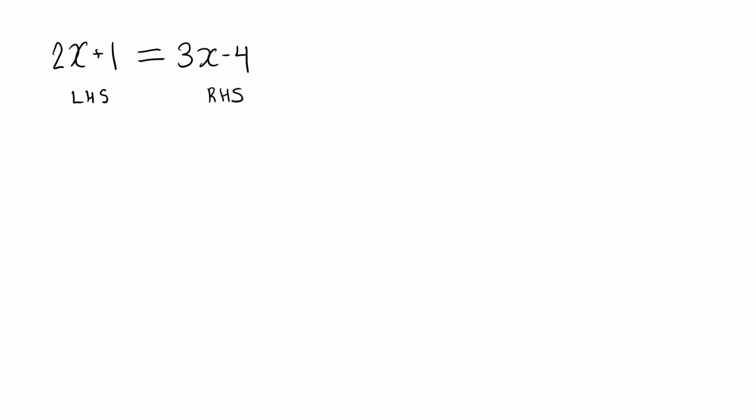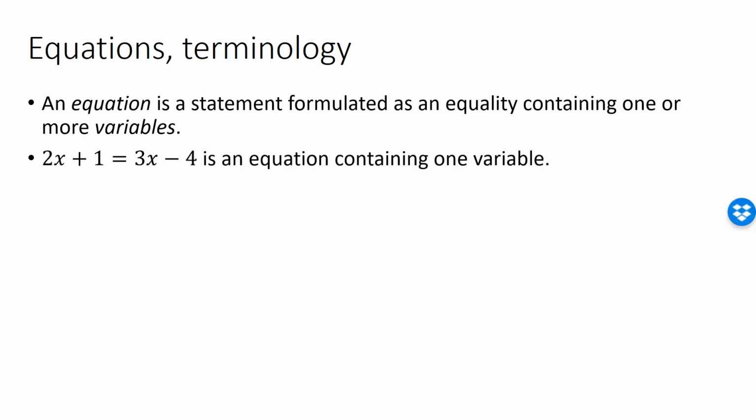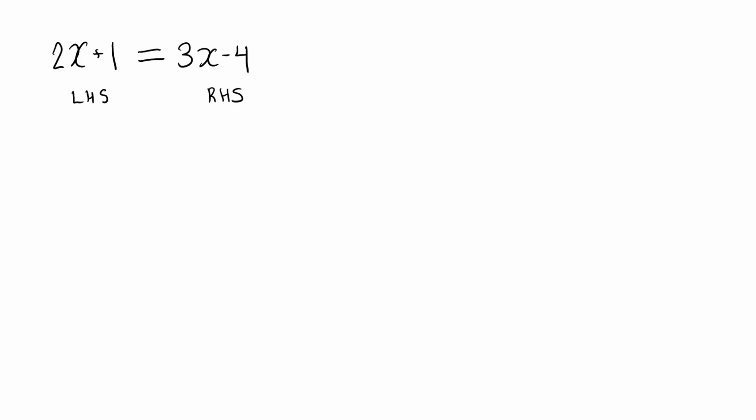An equation must contain at least one variable, typically named x. When x is equal to a specific real number, say 2, both the left-hand side and the right-hand side can be evaluated as real numbers. In this case, 5 and 2. 5 is not equal to 2, which means that the statement is false when x is equal to 2. When x is equal to 5, the left-hand side and the right-hand side are both equal to 11, and the statement is true.